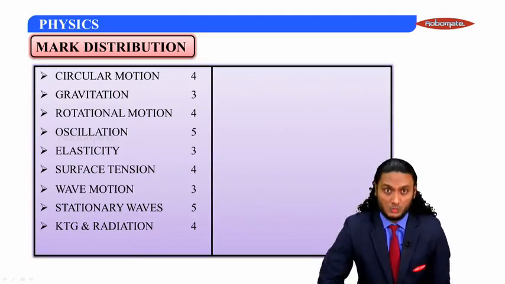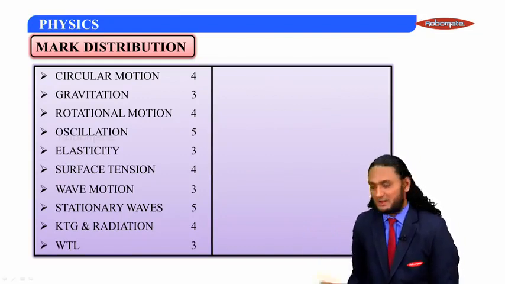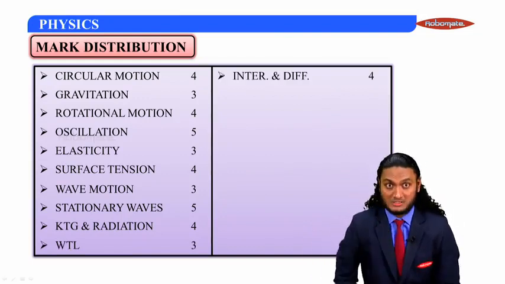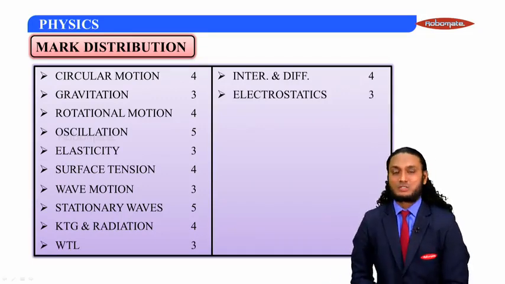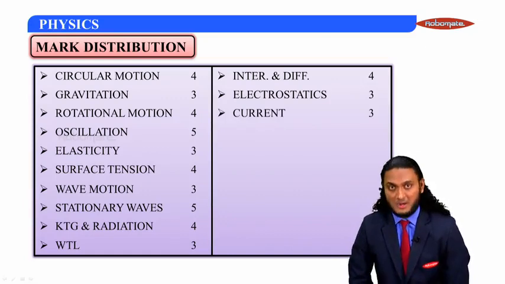Then we go to part 2. In part 2, we start with wave theory of light, WTL, for 3 marks. Then you move on to interference and diffraction, which is for 4 marks. Then electrostatics, for 3 marks. Then we have current electricity for 3 marks.